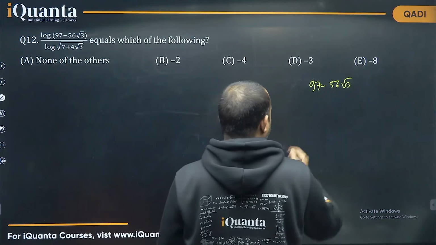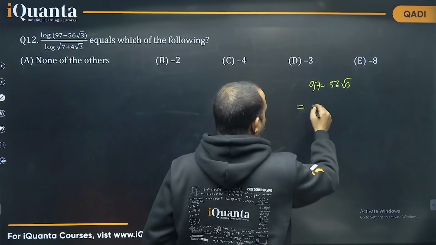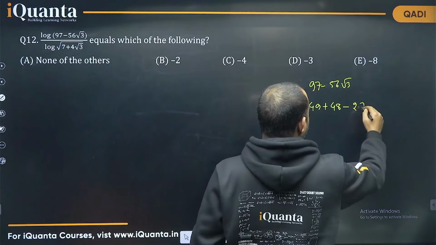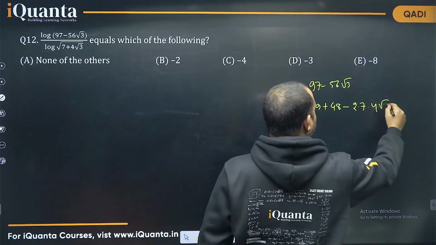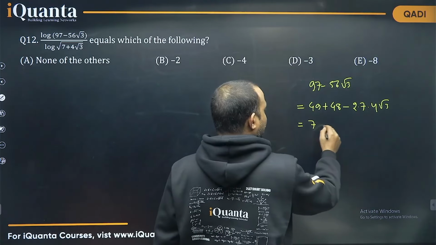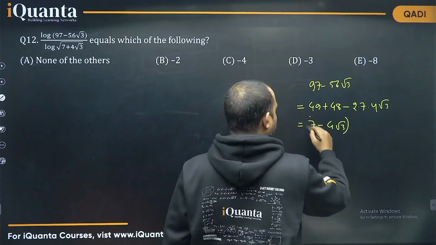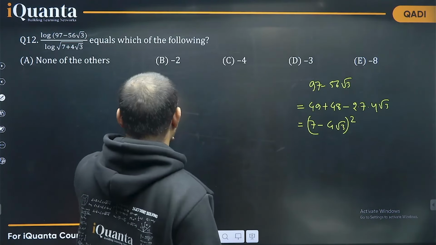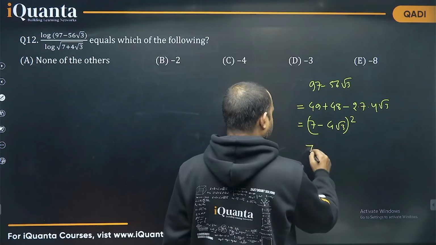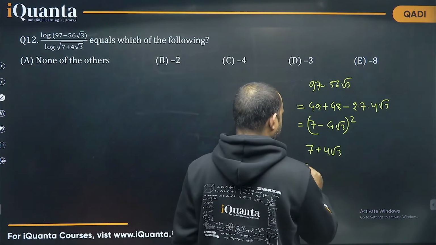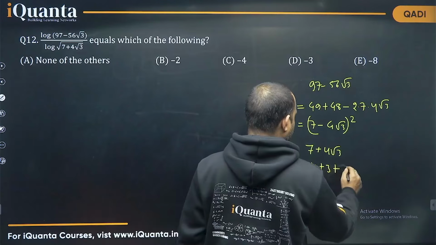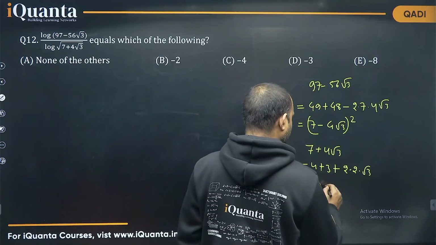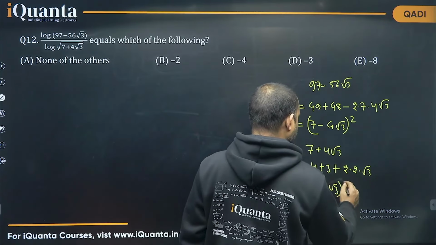Now this I can write as 49 plus 48 minus 2 into 7 into 4 root 3. So this is basically 7 minus 4 root 3 whole square, correct? Now what is 7 plus 4 root 3? 7 plus 4 root 3 can be written as 4 plus 3 plus 2 into root 3. This is basically 2 plus root 3 whole square.